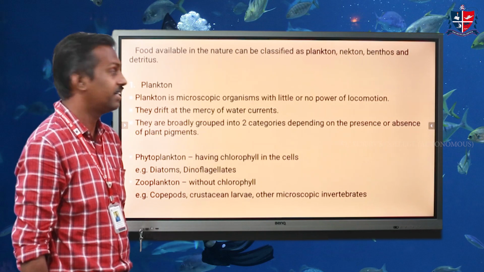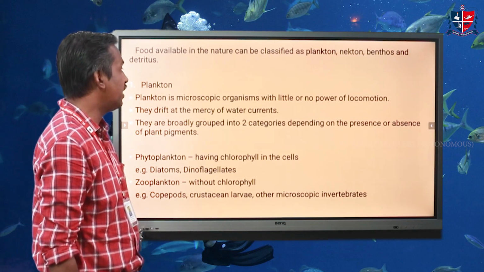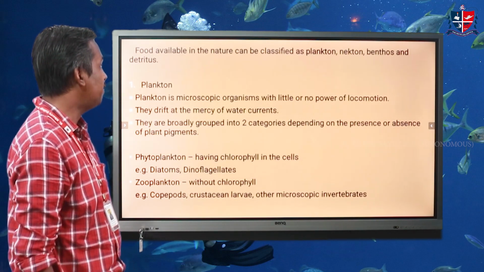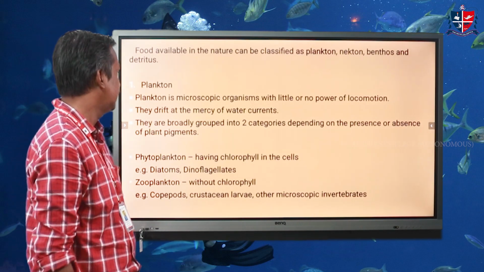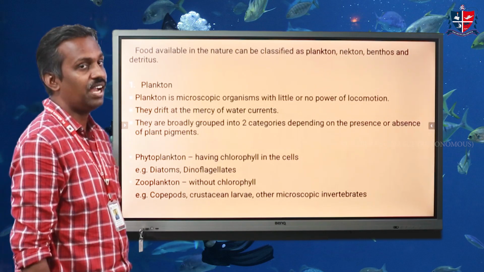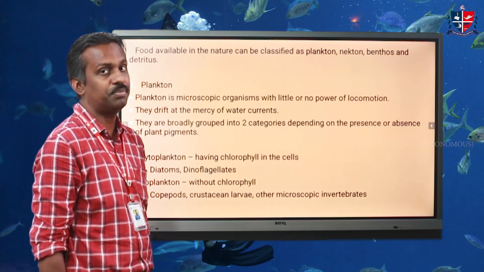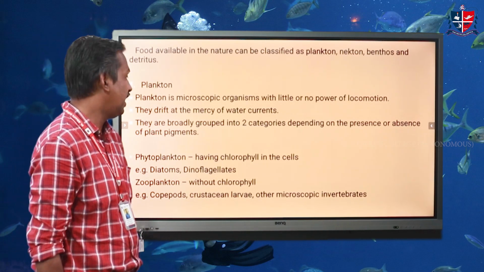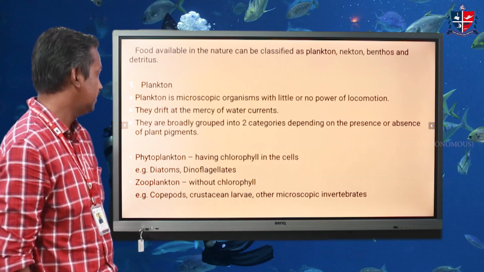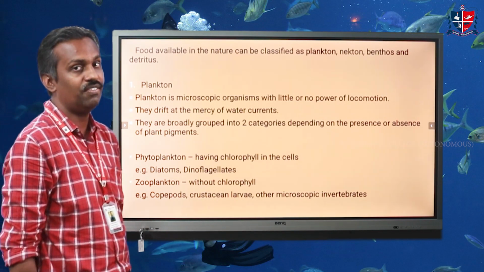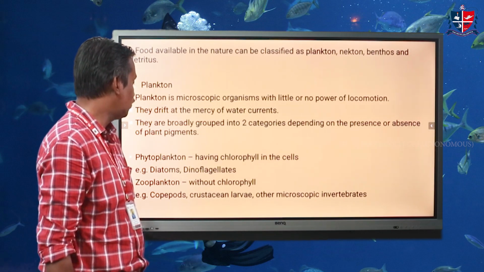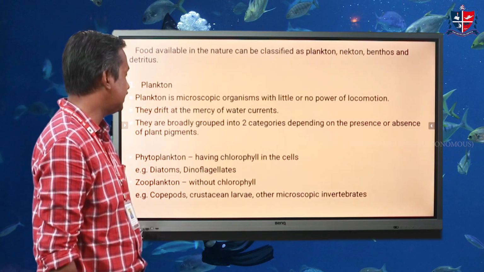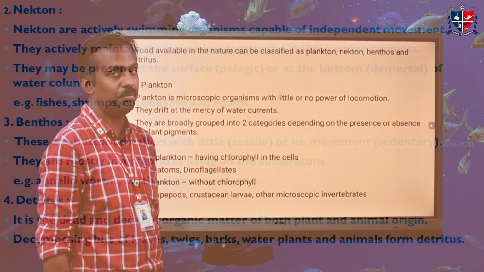First one is plankton. Plankton is a microscopic organism with little or no power of locomotion. They drift at the mercy of water currents. They are broadly grouped into two categories depending on the presence or absence of chlorophyll pigments. First one is phytoplankton, having chlorophyll in the cells. The examples are diatoms and dinoflagellates. The second one is zooplankton, without chlorophyll. The examples are copepods, crustacean larvae, and other microscopic invertebrates.